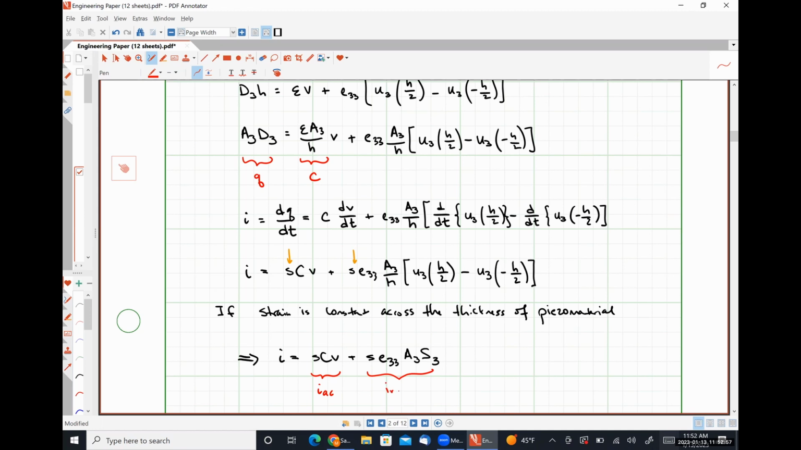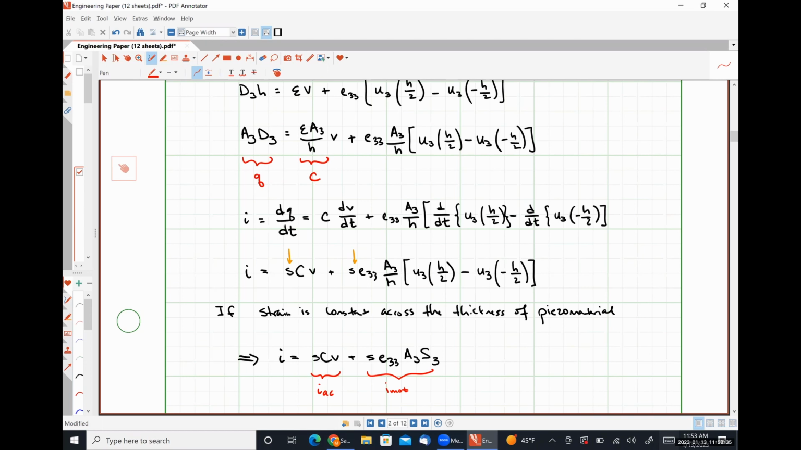And this part is going to be the motional current. It's related to the applied strain. Okay. So we have a similar relationship here as to what we saw with capacitive sensing. That being said, the magnitude of the currents in piezoelectric sensing is going to be significantly smaller because the deformations that are experienced are very, very small. Right.